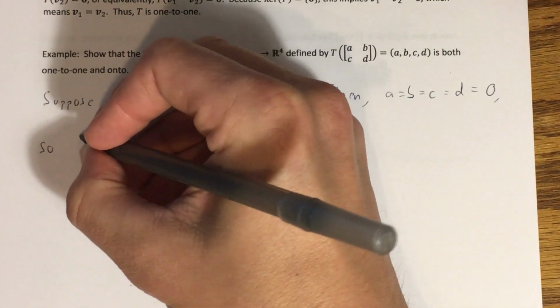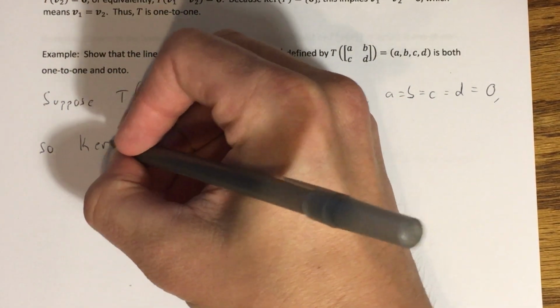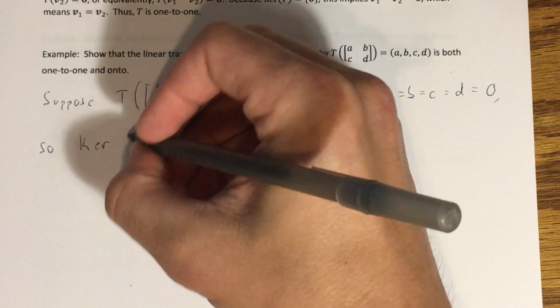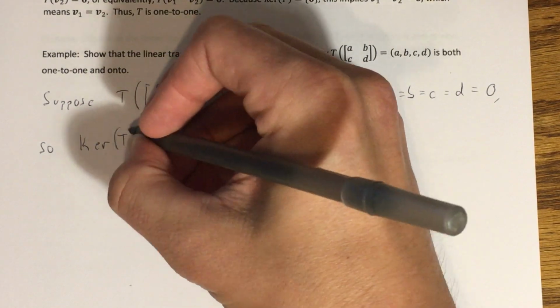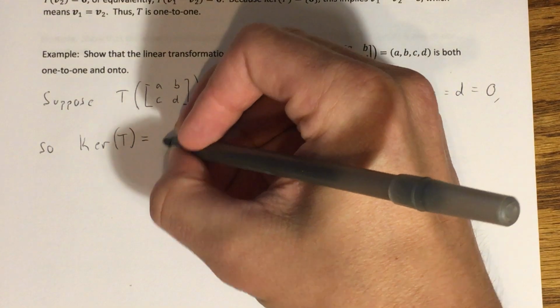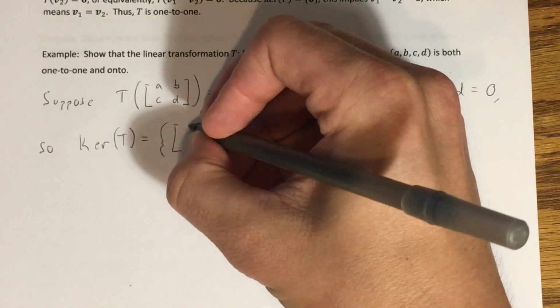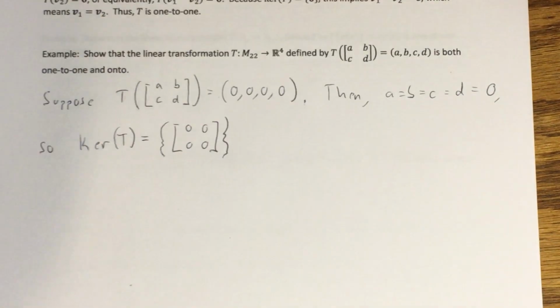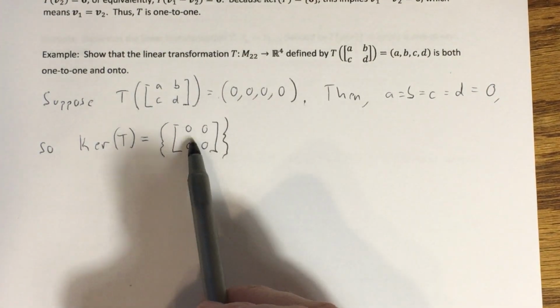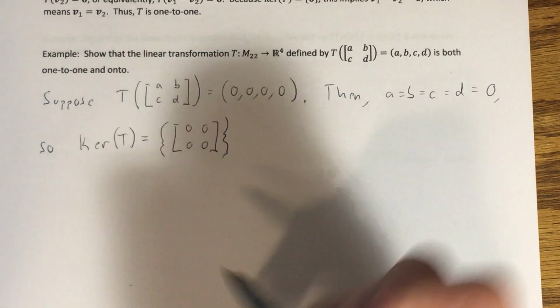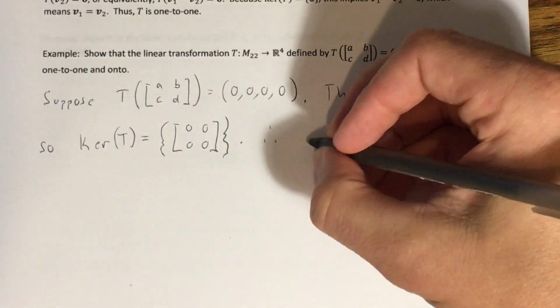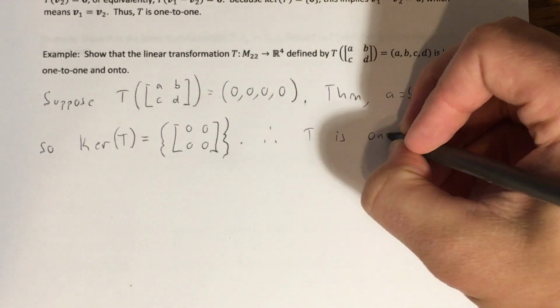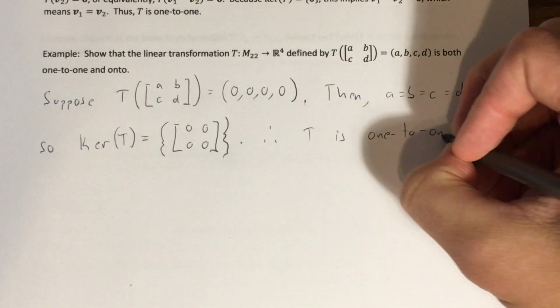So the kernel of T is equal to the set containing only the 0 matrix, which is the 0 vector in that space, right? Because this is the only vector that can do this. So by that theorem, therefore, T is 1-to-1.